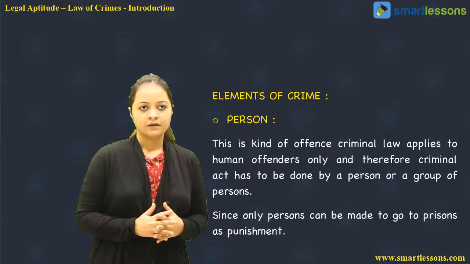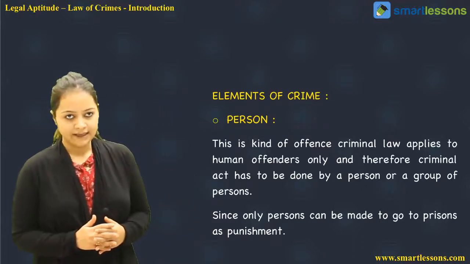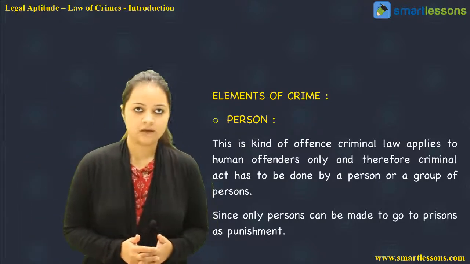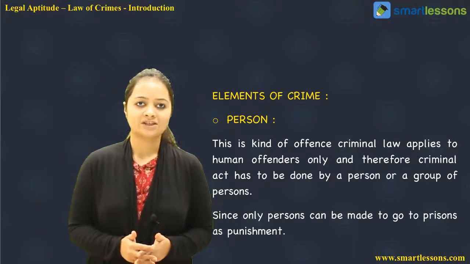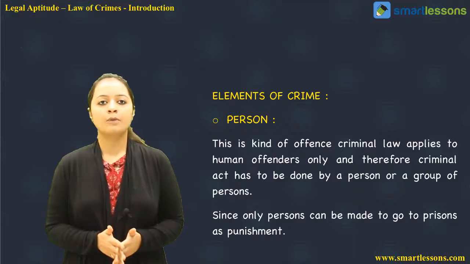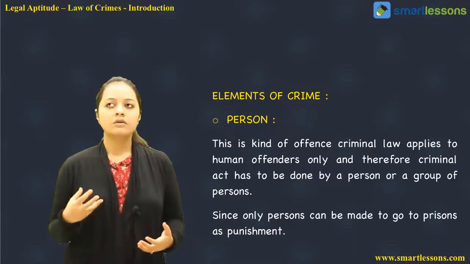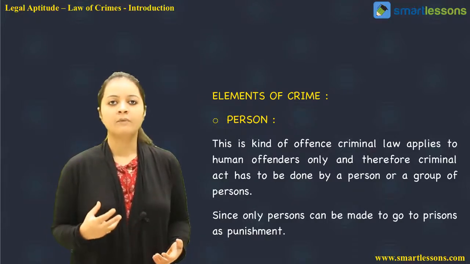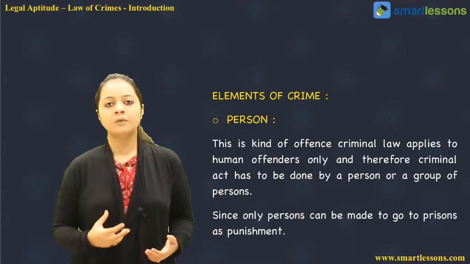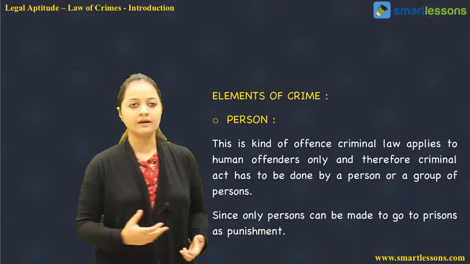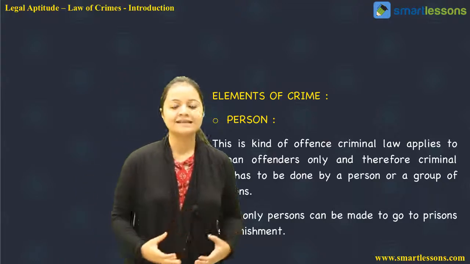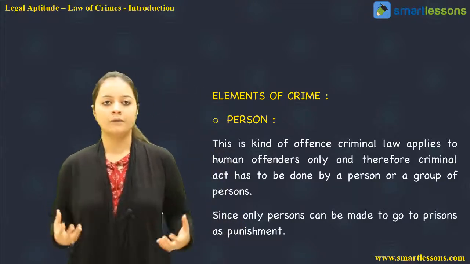Elements of crime. First, a person. There is a kind of offence. Criminal law applies to human offenders only, and therefore a criminal act has to be done by a person or group of persons. So a criminal act has to be performed by a human. In order to punish, to send someone to jail, or to give someone a death sentence, it should be a person or a group of persons.